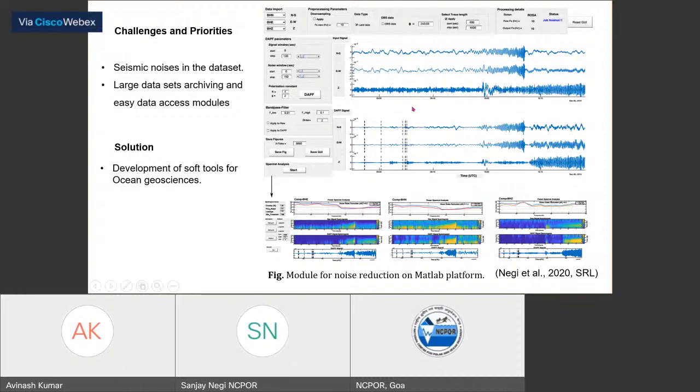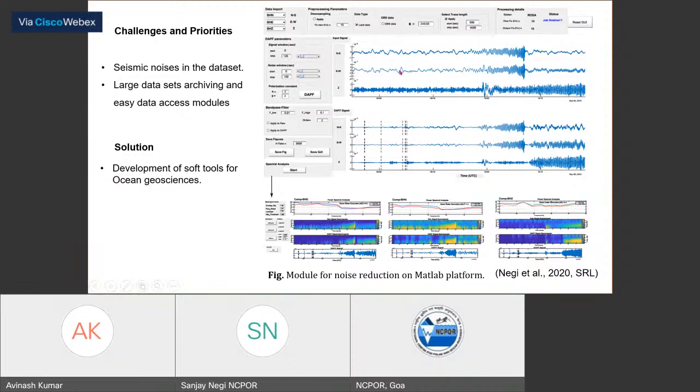On the right side, there is one example. As I've already explained, there is a lot of noise which you will observe in the ocean bottom seismograms, and these noises would not let any user identify the signals, either the P waves or the S waves or any kind of waves. So in this situation, this seismic noise has to be reduced, for which we developed a noise reduction module on the MATLAB platform.